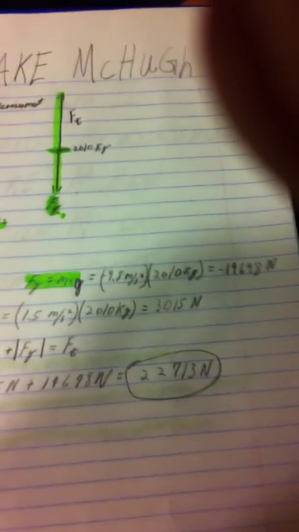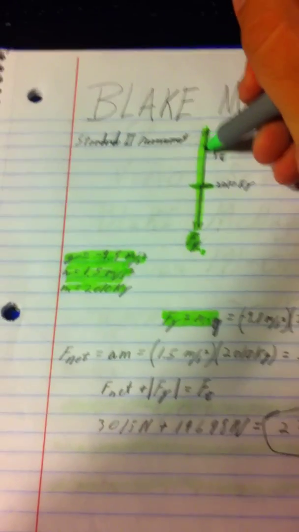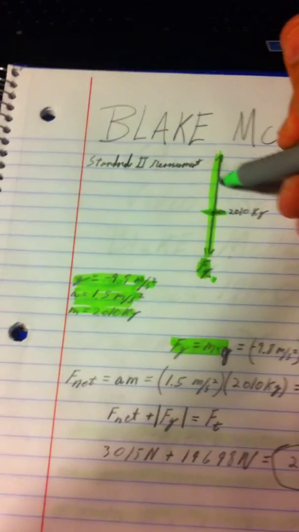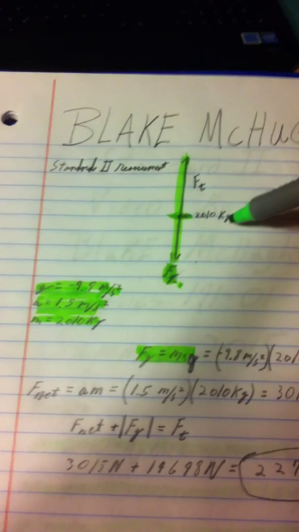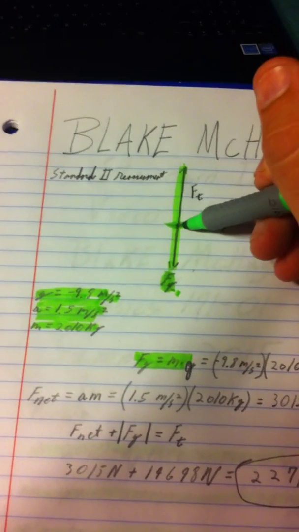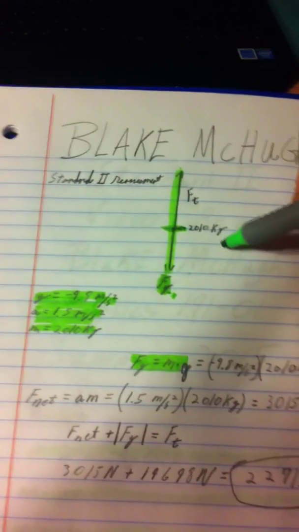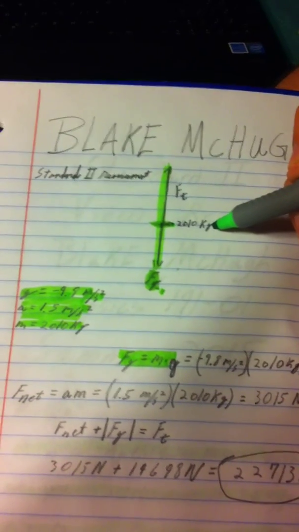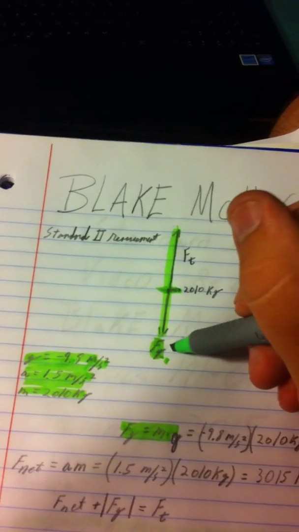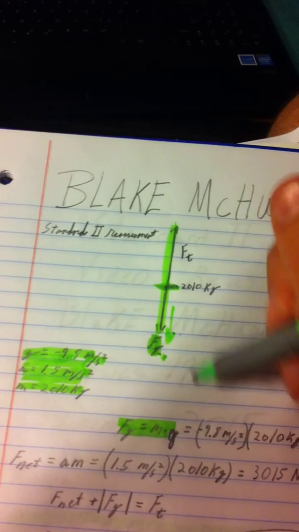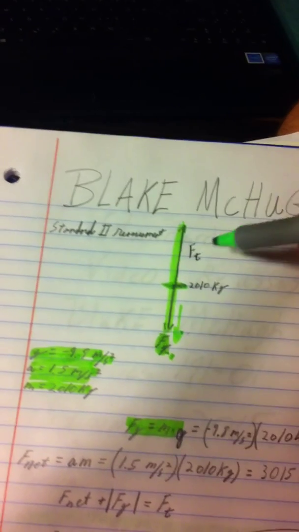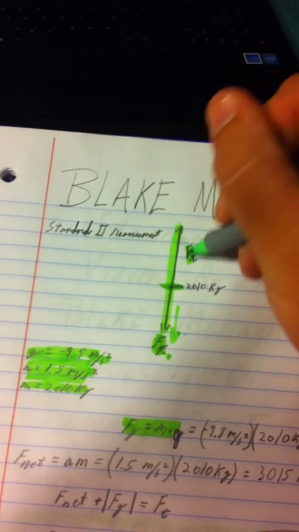So the first thing we're going to do, which I already have drawn out, is draw a force diagram. And right here in the center, that's our 210 kilogram elevator. And pulling downwards, we've got our force of gravity. We need to find our force of tension.